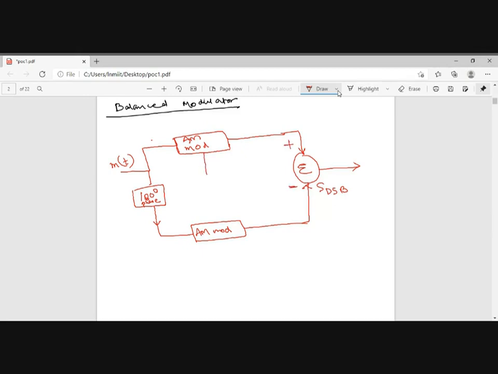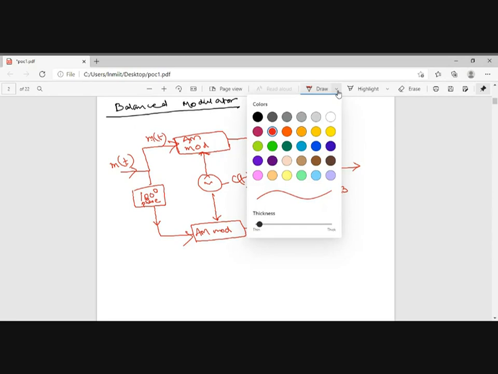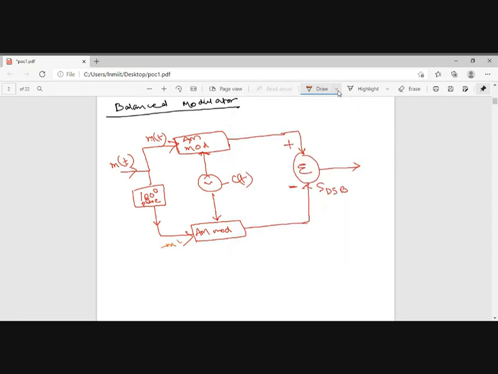This will be again plus and minus, considering this to be provided with c(t). So there is an AM modulator here, there is an AM modulator here, and I have applied m(t) here, m(t) here. This will be m(t) and this will be minus m(t), because there is a 180-degree phase shift here. So if this is m(t), I can write here minus m(t).